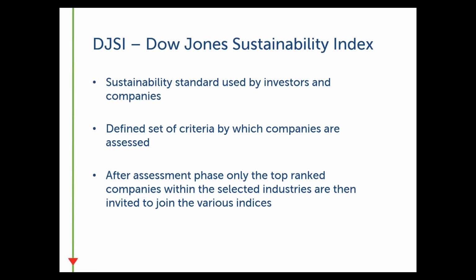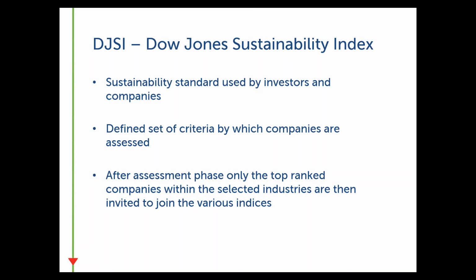The Dow Jones Sustainability Index was launched in 1999 as an independent index managed both by Dow Jones and the private asset management firm RobecoSAM. It is now a widely used sustainability standard used by investors and companies alike. It is centered around three main areas: economic, social, and environmental, with a weighting of a third each.